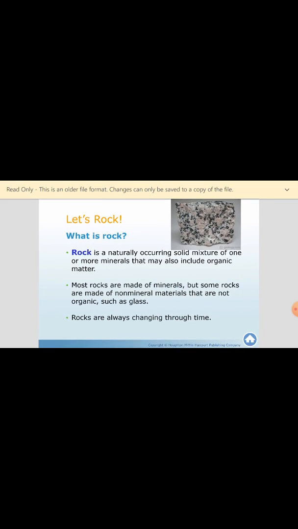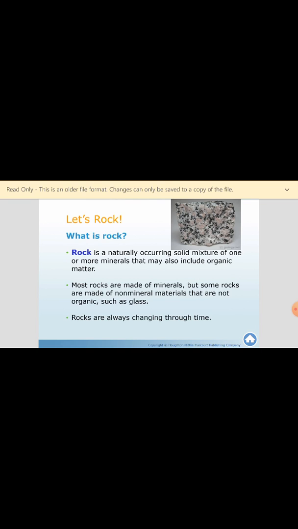First of all, a rock is a naturally occurring solid mixture of one or more minerals. It can be made of one mineral or more than one mineral. Look at this rock. As you see, these small grains are the minerals, as we said in the last lesson.